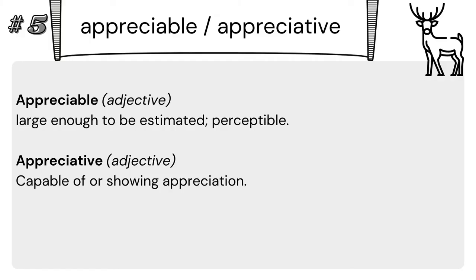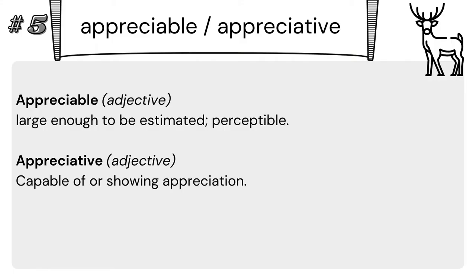Appreciable, appreciative. This is tricky because they are both adjectives and they kind of look the same. But they actually have a totally different meaning. So appreciable is when we're talking about an amount of something and it's large enough to be seen, perceptible, estimated. I can say, she has an appreciable amount of debt. How much debt does she have? An appreciable amount. It's large enough to be estimated.